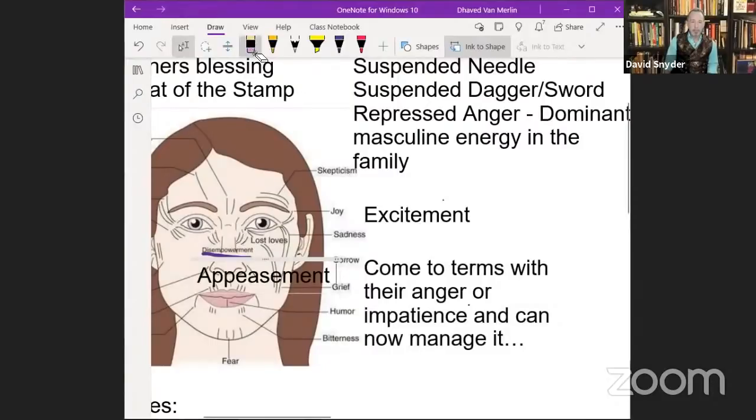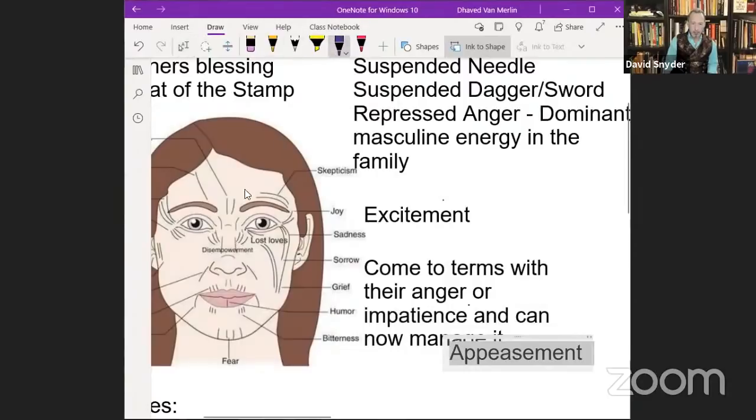So going back to these 2 markings, the suspended needle and sword, right? So the suspended needle is that single line, which is a result of anger expressed and punished.